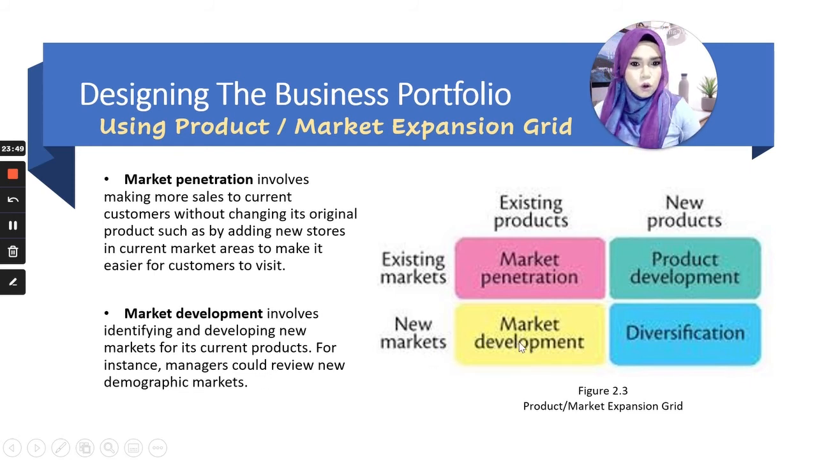It could be some new location, because let's say the existing market is in Kuching, and the existing product is your kek lapis. So the kek lapis is currently in Kuching. Now you have your kek lapis and you want to sell it somewhere else, to a new market, not only to people in Kuching.